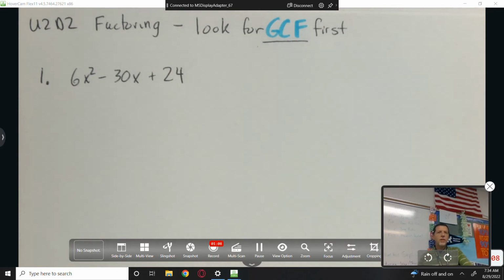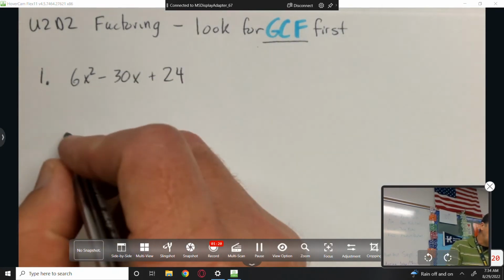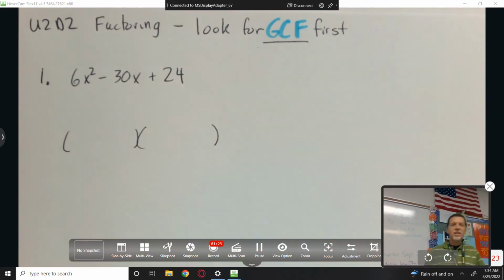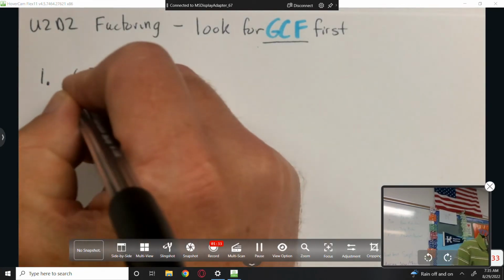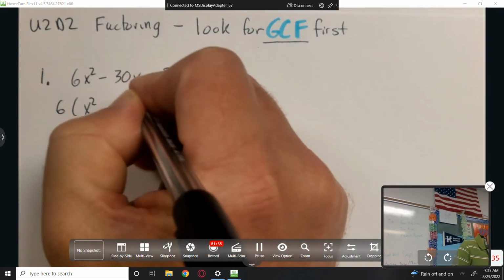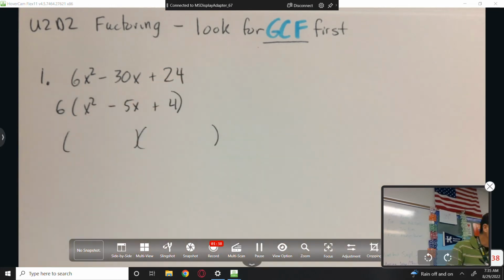6x squared minus 30x plus 24. So normally you probably are thinking, oh, we need to do that double parentheses thing. But this would be a hard one with the 6 there. What should we do first? Yeah, let's take the 6 out. The 6 can factor out. That will make our life much easier, because the 6 is the GCF.